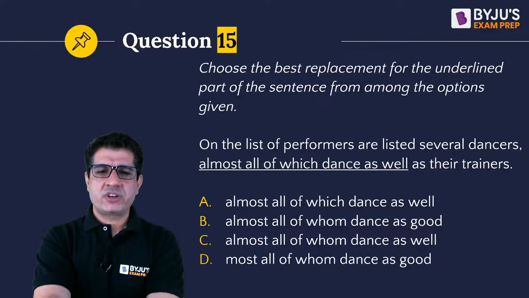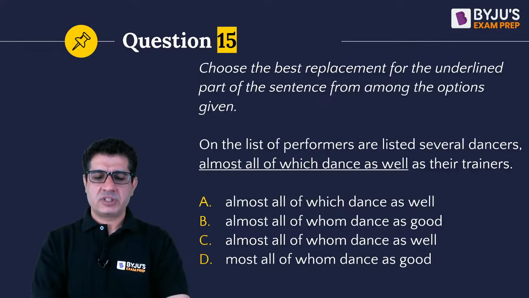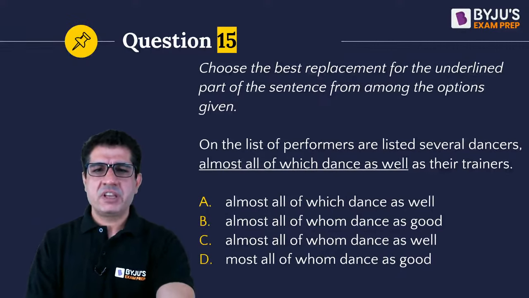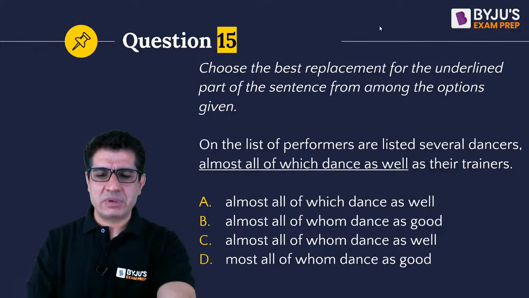So, Poonam, what's your take? Which answer would you mark? Mihir, why did you have an asterisk on B?